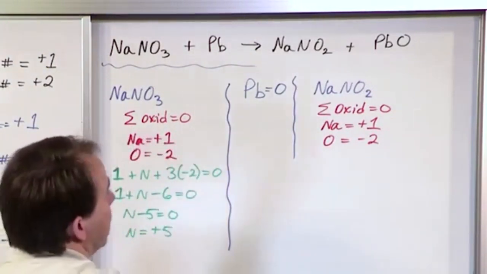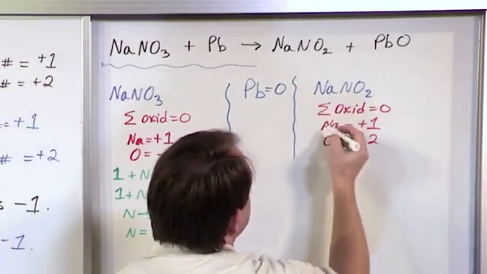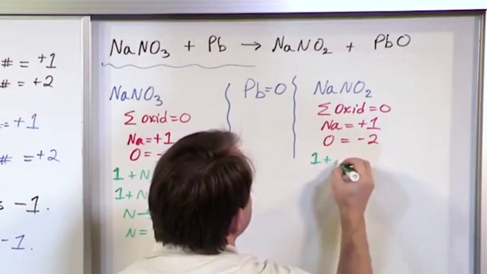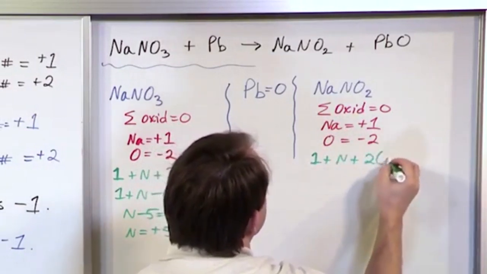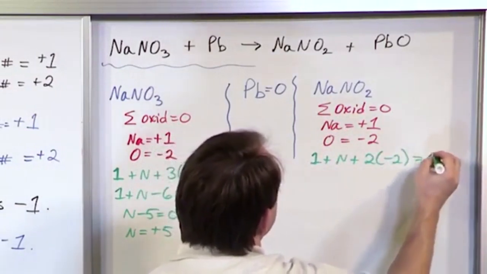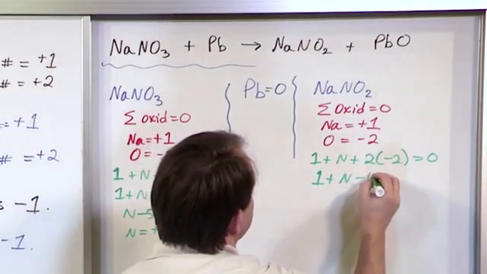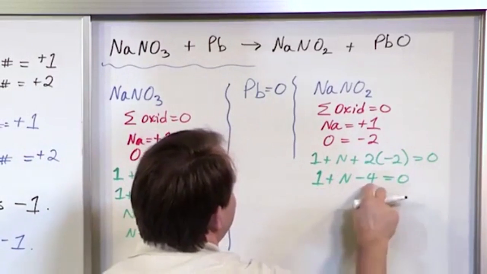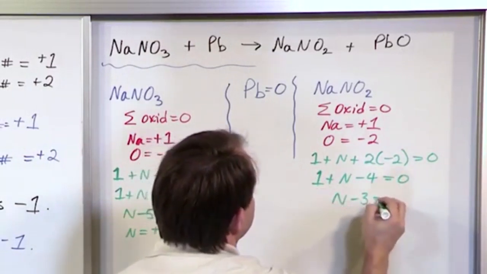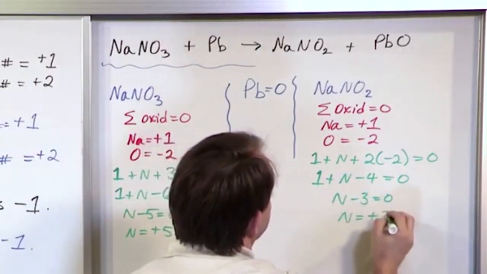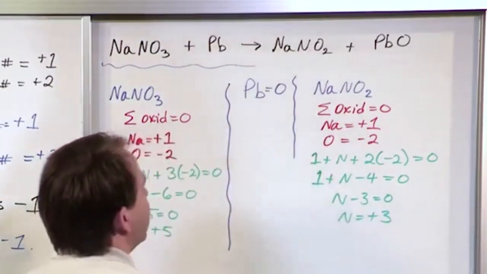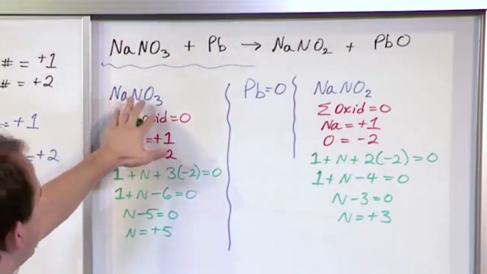And we do now. So sodium is 1. Nitrogen's the unknown. 2 oxygens, each with oxidation number -2, and it has to sum to 0. So what we have is 1 plus n minus 4 equals 0. We add these together, n minus 3 is 0, n is positive 3. So that's important. So I have the oxidation numbers for everything here.